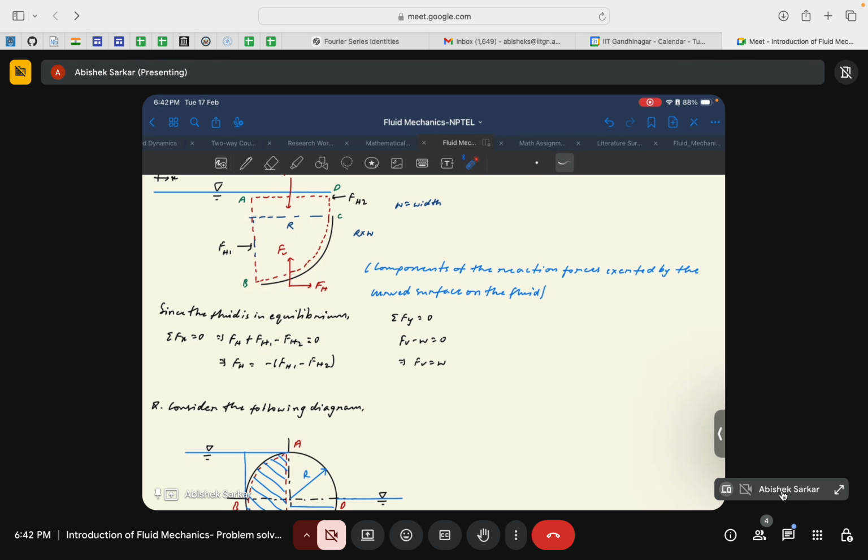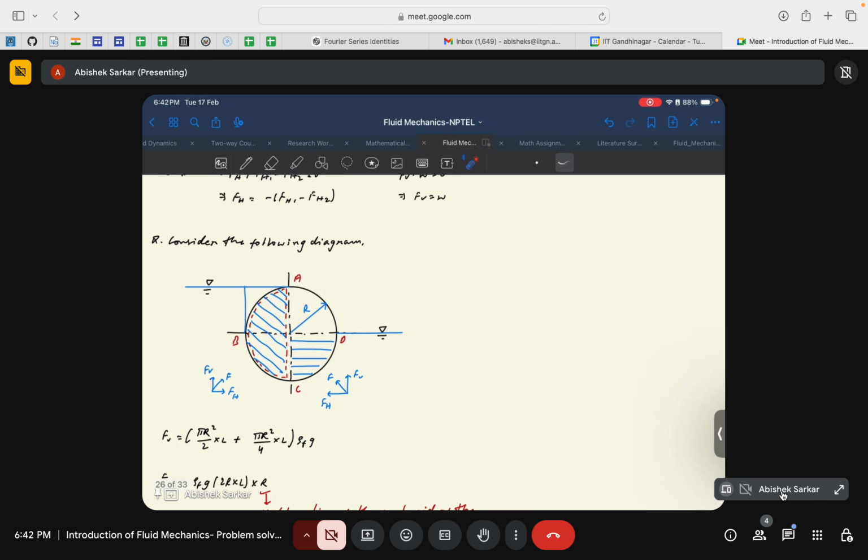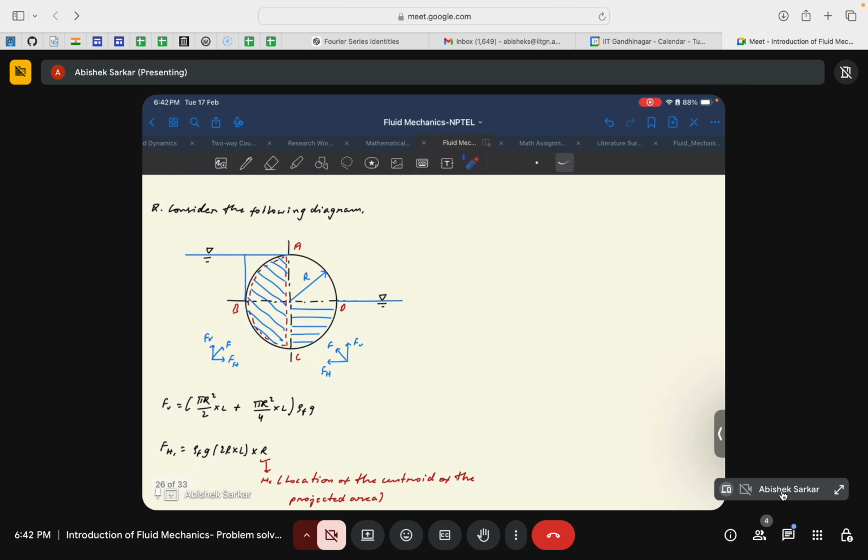In order to understand that, let us consider a very simple example that helps us understand the curved surface forces logic in a satisfying manner. Consider this scenario: a cylindrical shaped tank, for example, is placed in a fluid where the level of fluid at one of the surfaces is given by this, and at the other side the level of fluid is given by this.